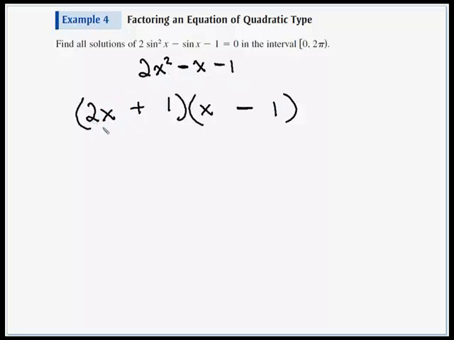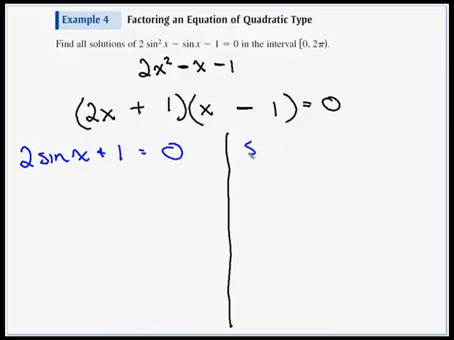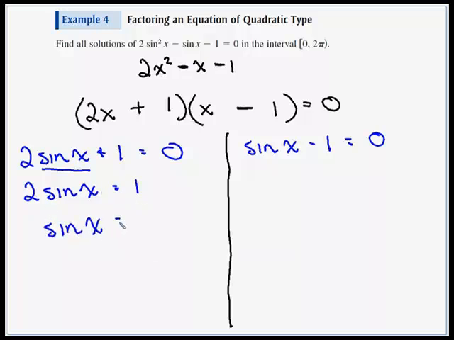And now I can put this back in terms of sine, and I'm going to set each factor separately equal to 0. So here on the left, I'm going to have 2 sine x plus 1 equals 0. And on the right, sine x minus 1 equals 0. And then I'll solve for sine. Subtract 1 from each side. 2 sine x equals negative 1. Divide by 2. Sine x equals negative a half.